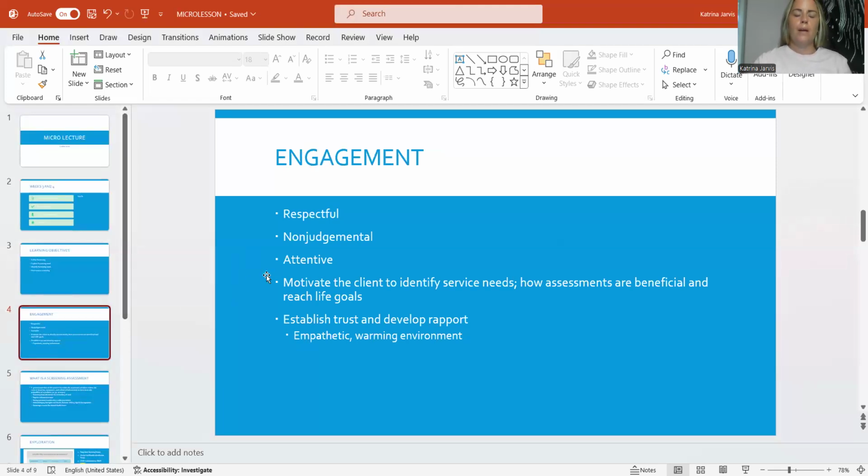When you prepare and engage with your client, you want to be respectful, non-judgmental, attentive, and you want to motivate the client to identify their needs, how assessments are beneficial, and how they're going to reach their life goals. Establish trust with your client and develop rapport. Create an empathetic and warming environment.